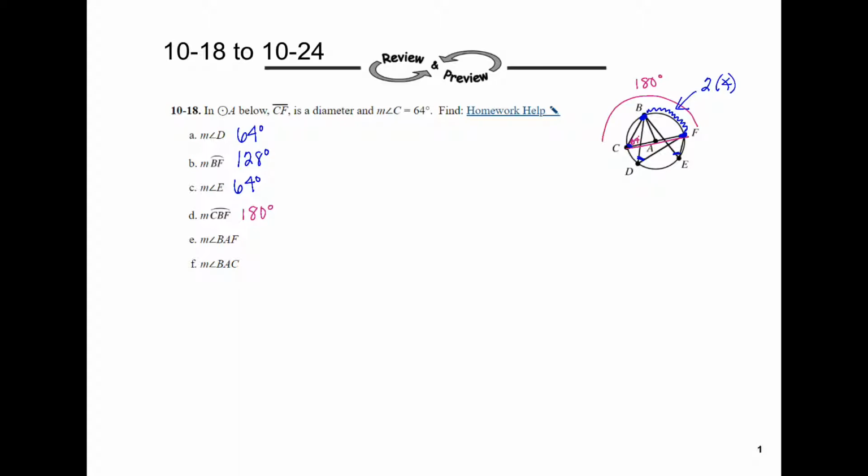It then asked for angle BAF. So now I'm looking at the central angle right here, which should be the exact same as my arc length. So if I know my arc length of BF is 128 degrees, I know that angle BAF should be 128 degrees. And then it asked for the angle BAC. Because this is my diameter, I can take 180 and subtract 128, and I know that angle BAC is 52 degrees.